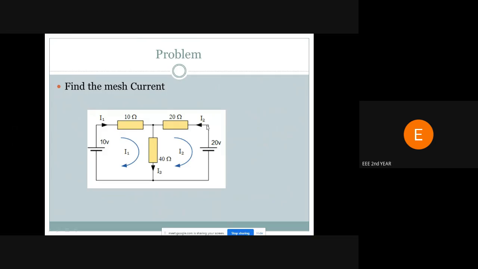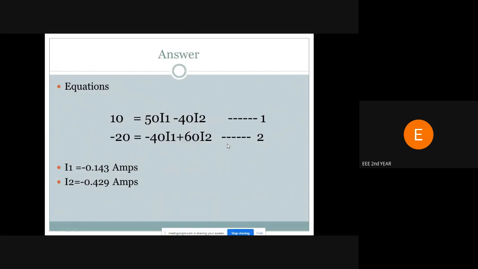So we start the point at the left upper corner and proceed with I1. The equation becomes 10 I1, and when it comes to this branch, it changes into 40 into I1 minus I2, which is equal to minus 10. When equating that, you get the first equation.